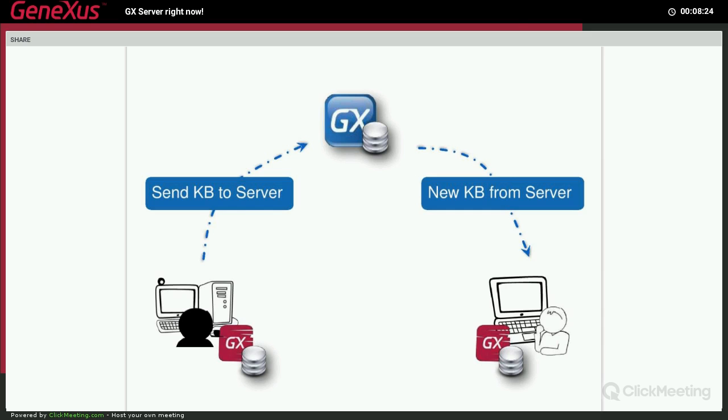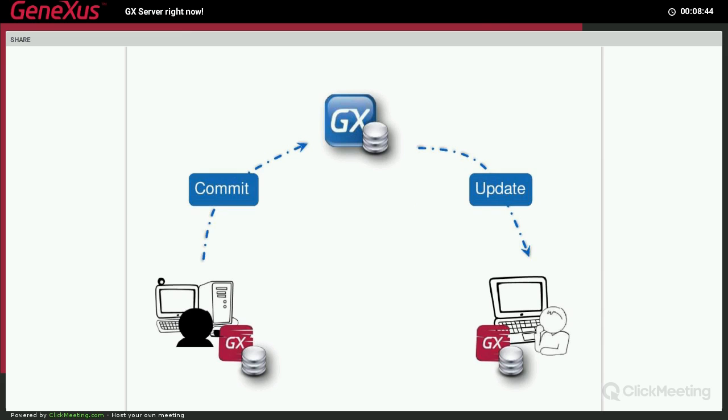GeneXus knows that the local KB published to GeneXus server and any other KB obtained using new KB from server are working copies, that they are connected to the KB repository in GeneXus server, and then it will enable operations that developers may use to interact with the repository.